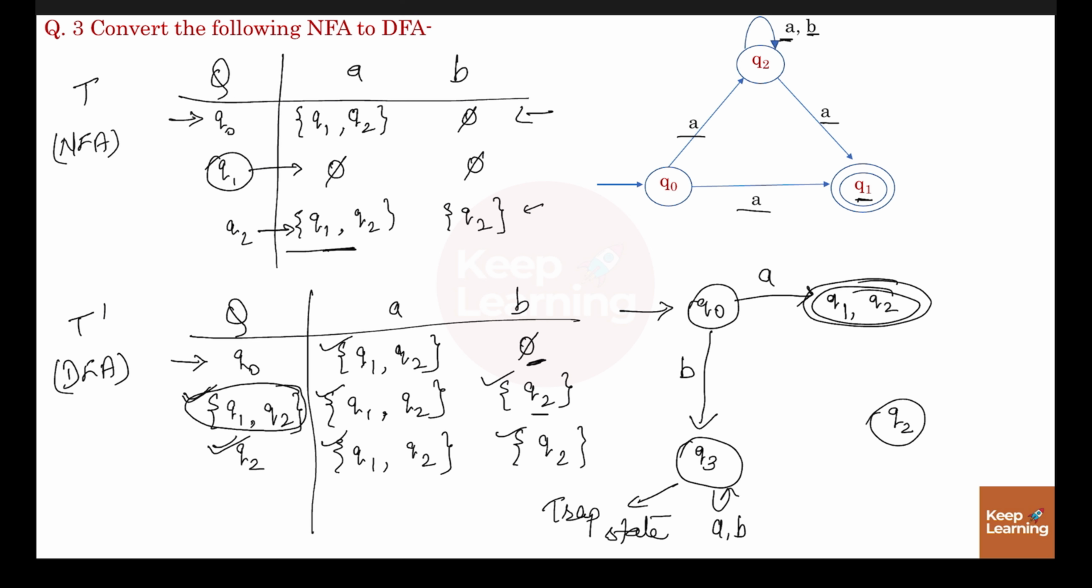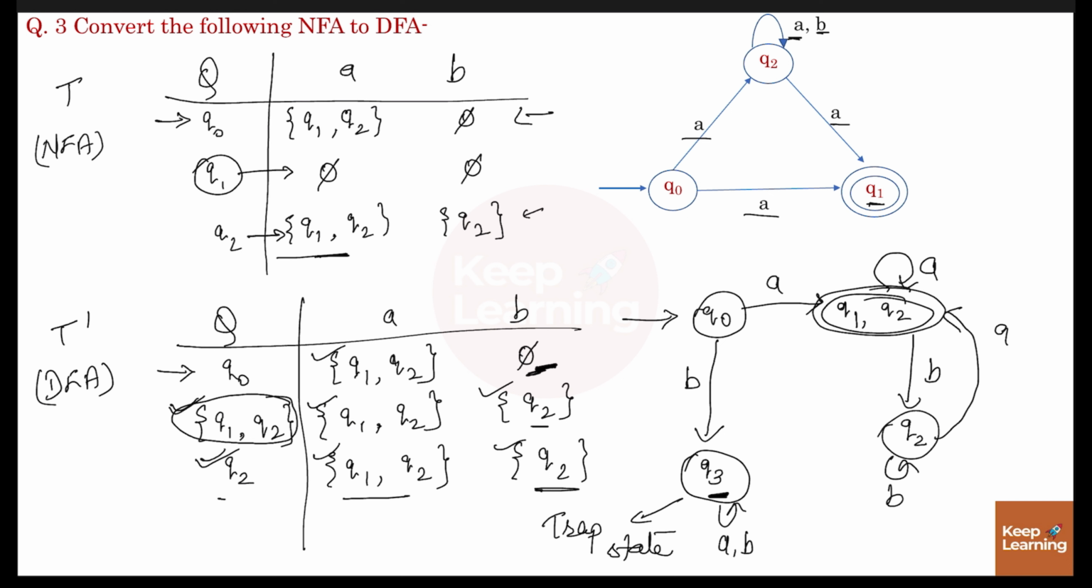Next, from Q1, Q2 by taking A self loop of A is defined. By taking B you are reaching at Q2. From Q2 by taking A you are reaching at Q1, Q2, and by taking B you are reaching at itself. Okay, so don't get confused that from where we got this Q3 state. This is your trap state. Okay, so this is our final DFA corresponding to the given NFA.